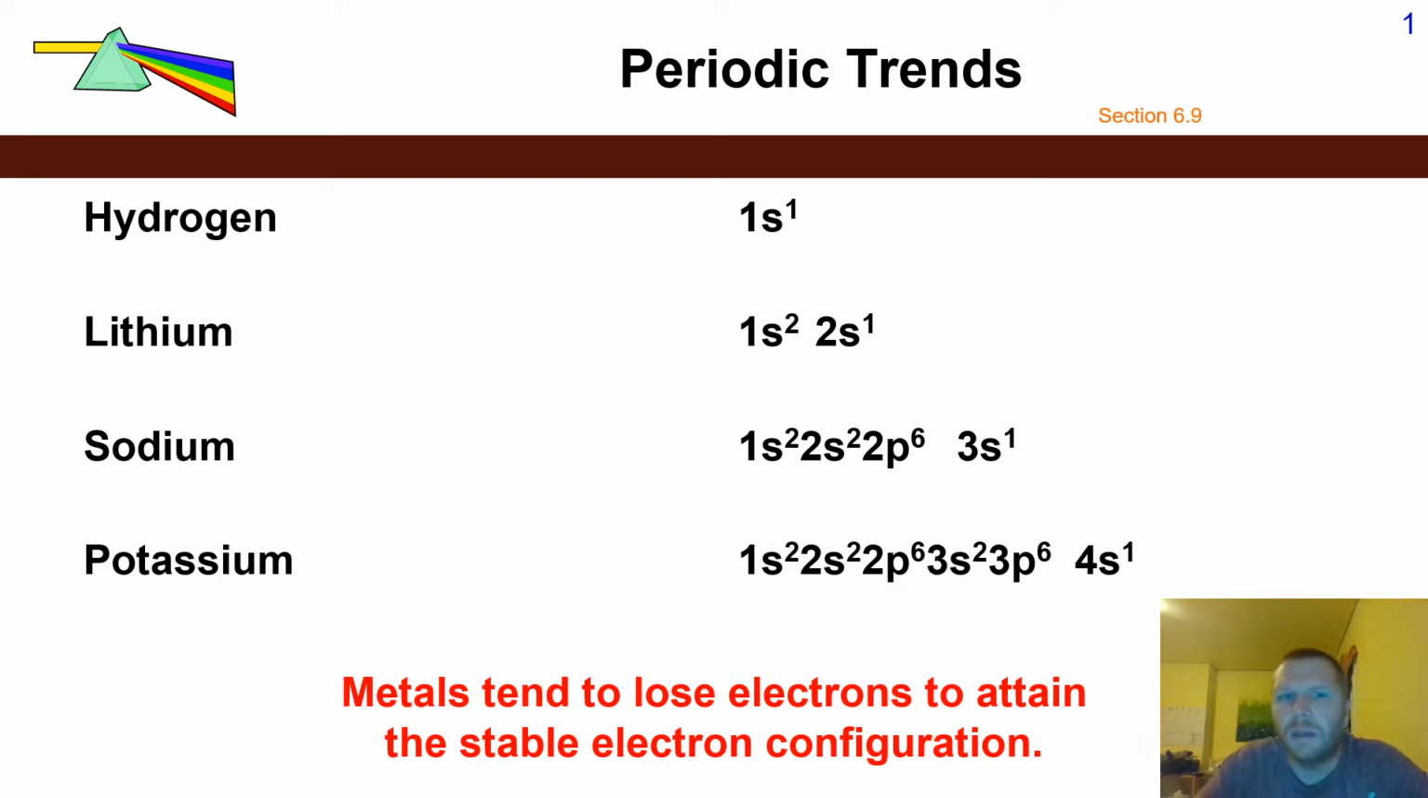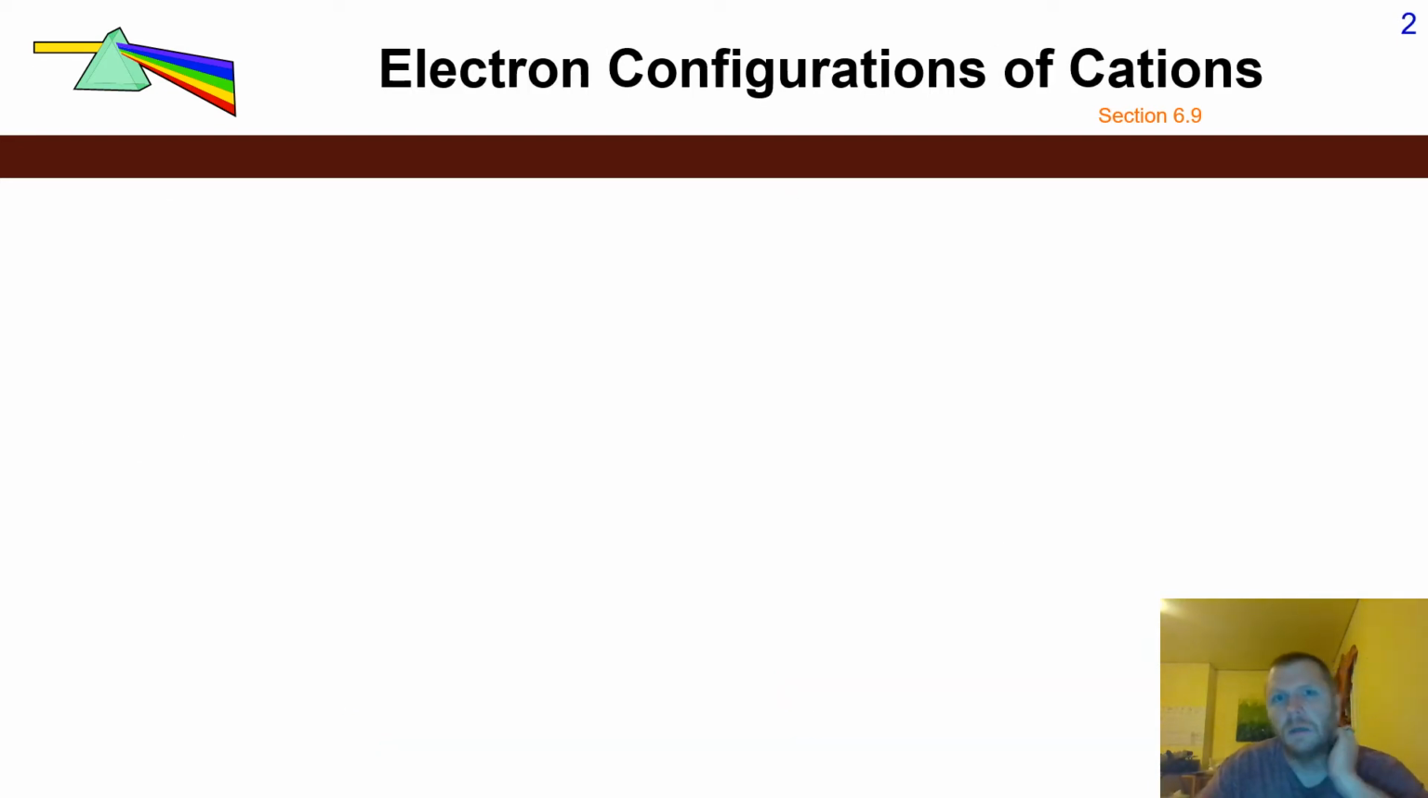Okay, so if you think about lithium, if lithium loses one electron, now all of a sudden its valence shell is the 1s orbital, which is filled. So it has the same electron configuration as helium. We'll get into those a little bit more in a second. Now, electron configuration of cations.